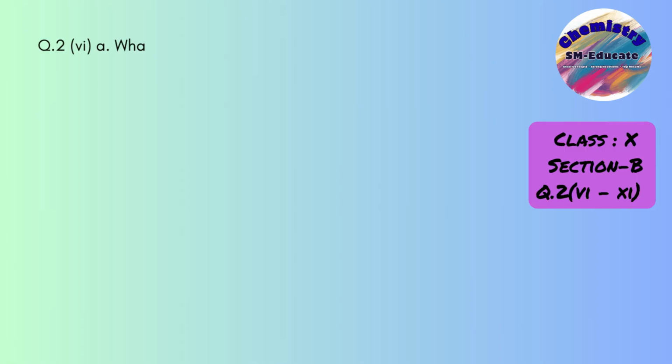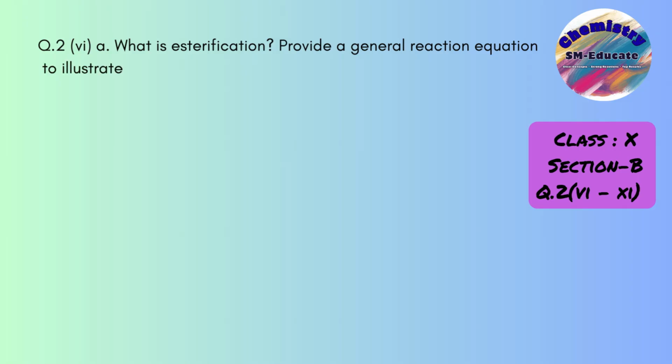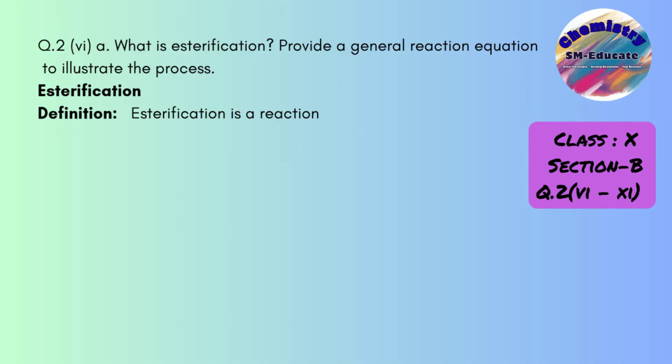Question 2, Part 6. A. What is esterification? Provide a general reaction equation to illustrate the process. Esterification. Definition. Esterification is a reaction in which a carboxylic acid reacts with an alcohol to form an ester and water. Equation.